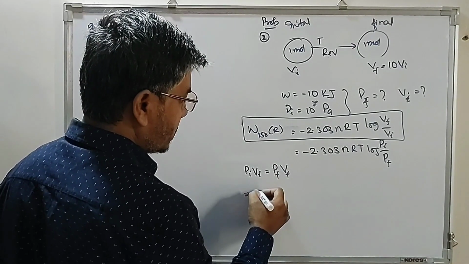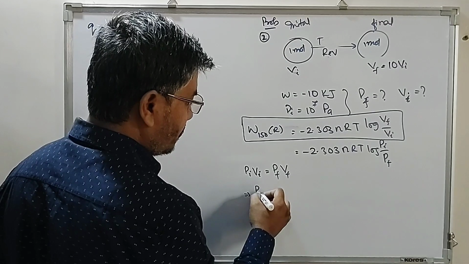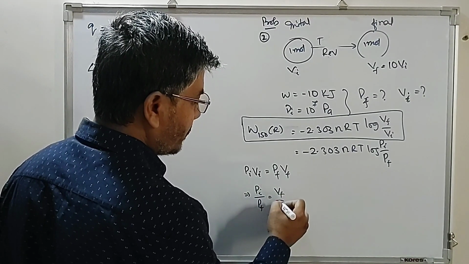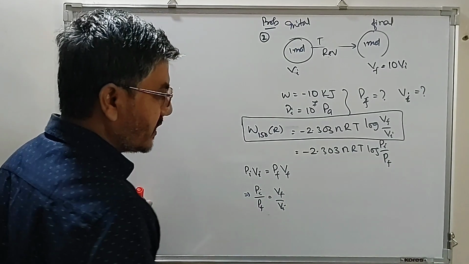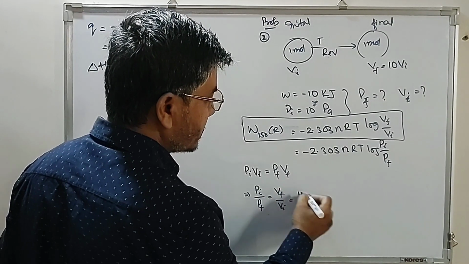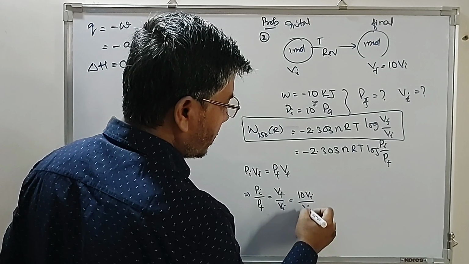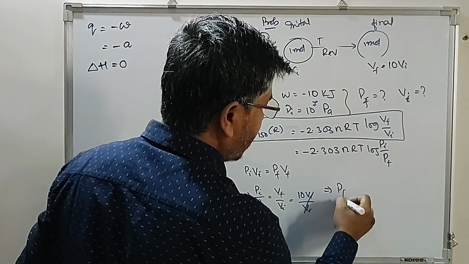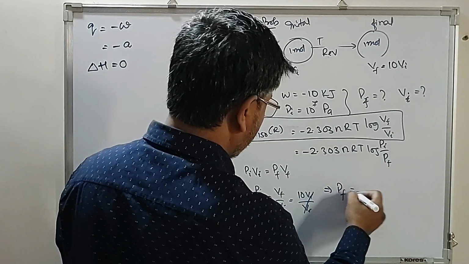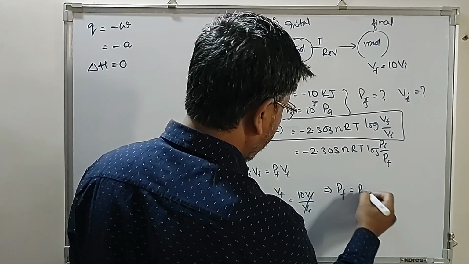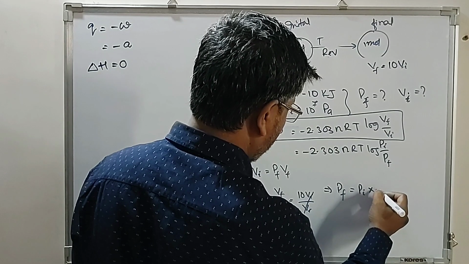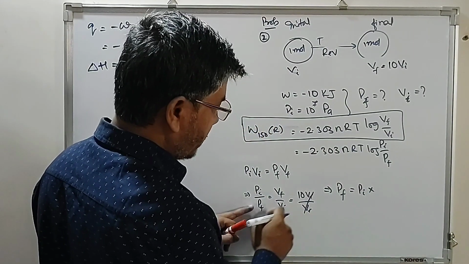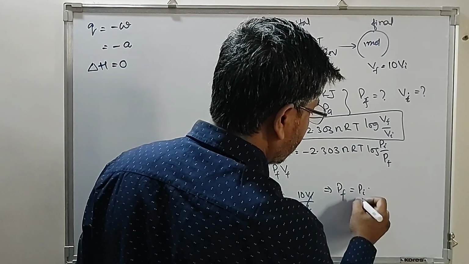So therefore look at this, Pi by Pf is equals to Vf upon Vi. So Vf upon Vi, that is 10 Vi by Vi, so Vi cancels out. So therefore Pi by Pf is equals to 10. So therefore Pf is equals to Pi by 10.